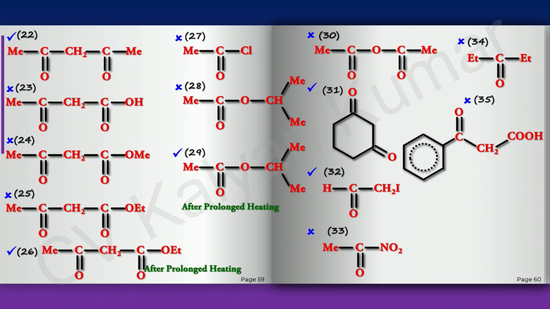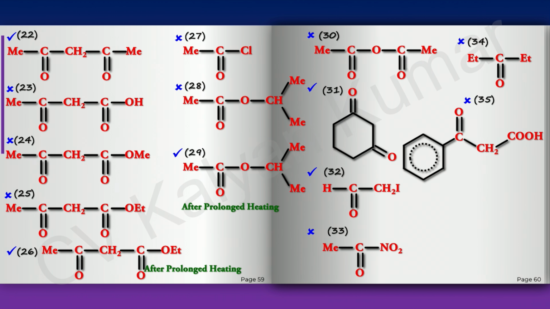But if you were to do prolonged heating, though I have not given you that, if I were to give this after prolonged heating, remember, this is a beta-keto acid. On prolonged heating, in a beta-keto acid, it will do decarboxylation, which means you will get acetophenone. And this will give the reaction. So, if the same were to be given after prolonged heating, it will give. So, that ends the haloform reaction.